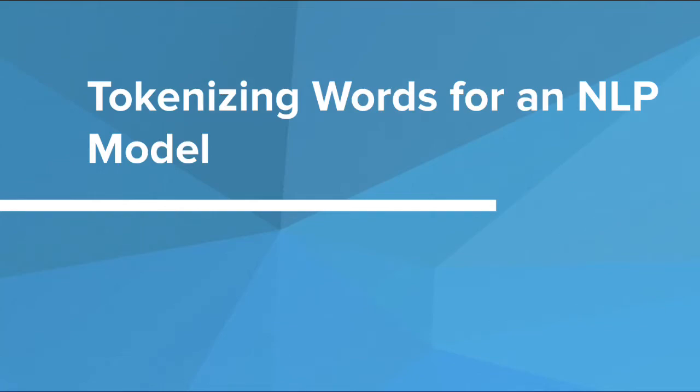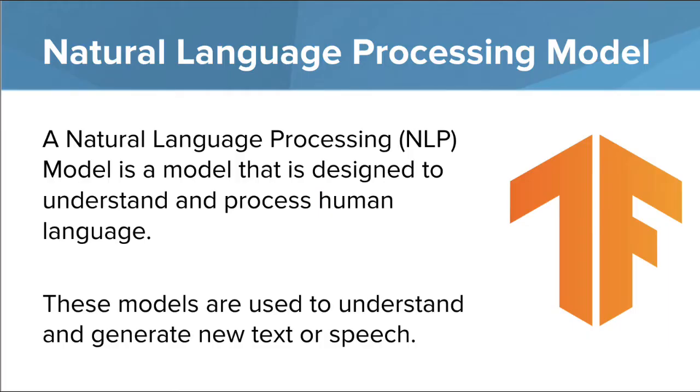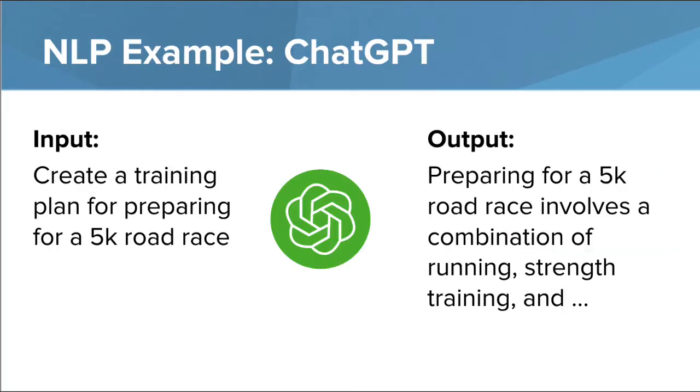Hi, in this video, we're going to discuss how to tokenize words for an NLP model. In this lesson, you'll take a look at creating a natural language processing model. A natural language processing model is a neural network model designed to understand and process human language. These models can be used to do things such as analyze what was said or even help generate new conversation.